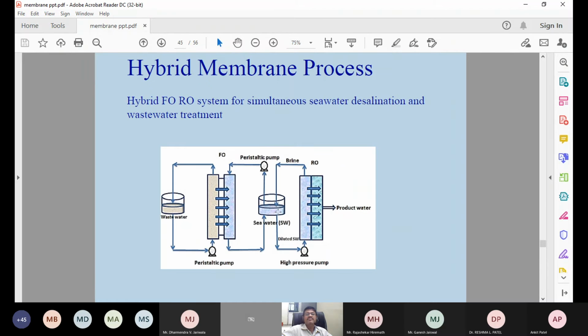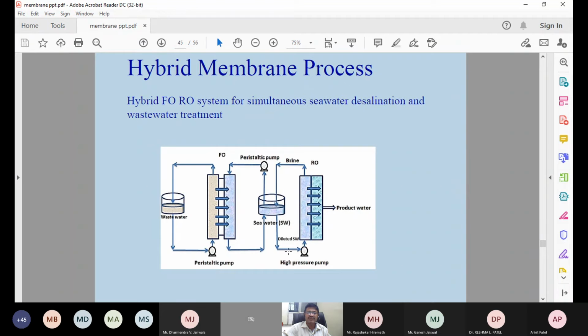Now you can have a hybrid membrane process also. Hybrid membrane means two types of membrane systems one by one, like here the FO system is there and the RO system is there. You see this system is very interesting. Wastewater is coming inside and from here the water is going outside. The seawater we are pumping here. So what is happening to seawater? It is diluted here, because only water is coming, so it is diluted and it is coming here.